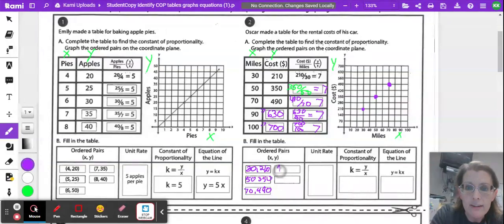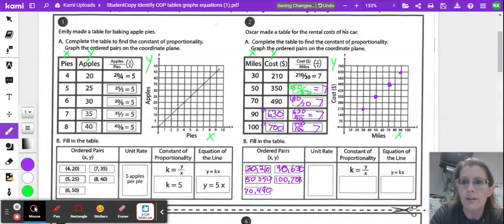Then I have 90 miles for $630. So I go over to 90 and up to 630. And then my last one is 100 miles and $700. So 100 miles goes up to 700. Notice that our line is a straight line because it's a proportional relationship. Every time 1 mile goes up, it goes up $7.